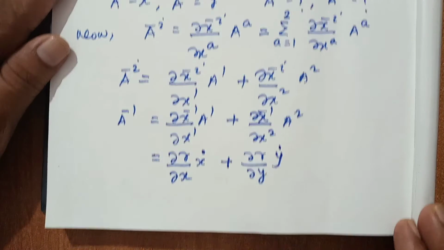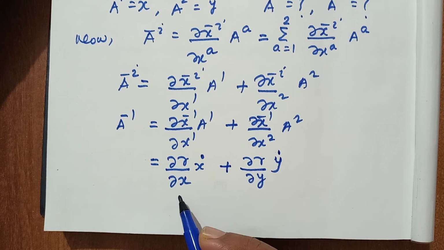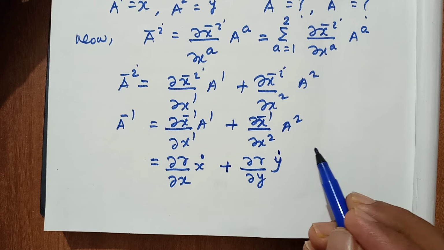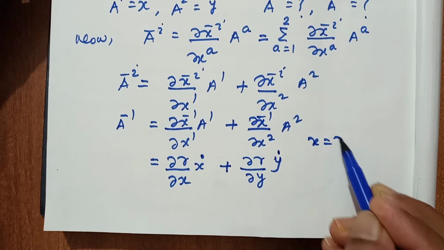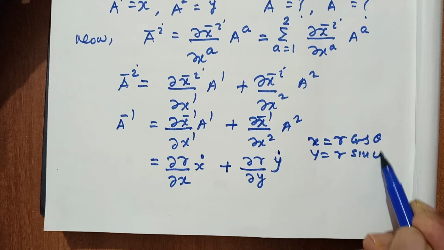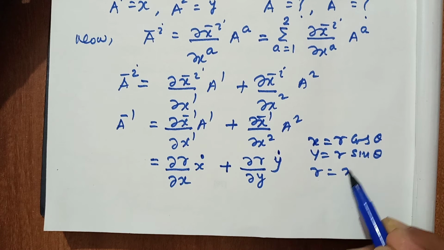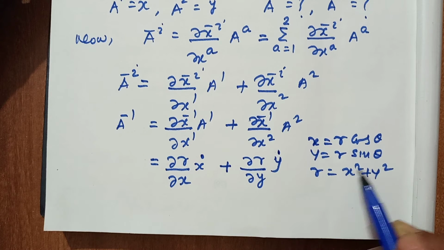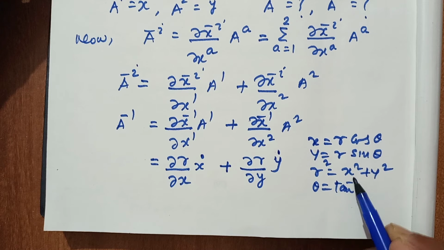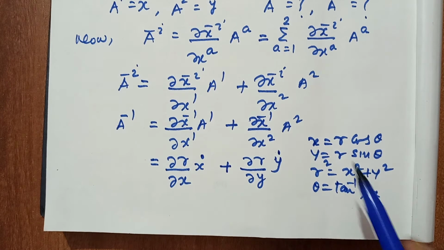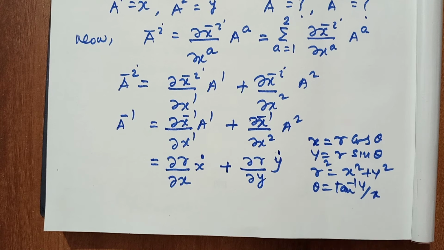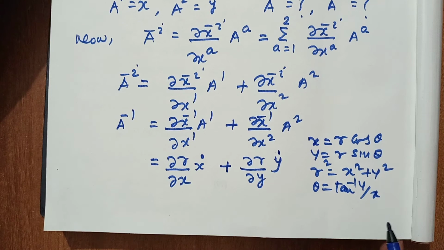Now what is del r upon del x? See here, from Cartesian to polar, x is equal to r cos theta and y is equal to r sin theta. r is equal to the square root of x square plus y square, or r square is equal to this thing, and theta is equal to tan inverse y upon x. So this is x1, x2, x bar 1, x bar 2. Now we substitute these values.